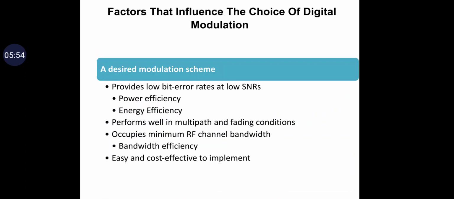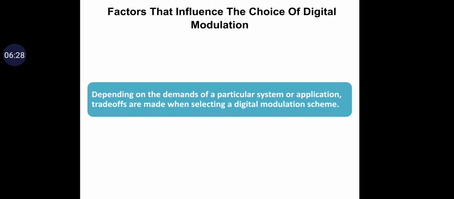So, now let's see the factors that influence the choice of modulation. A desired modulation scheme must provide low bit error rate at low signal to noise ratio. This is represented in terms of power efficiency and energy efficiency. In addition to this, a desired modulation scheme must perform well in multipath and fading conditions. It must occupy minimum RF channel bandwidth, which is represented by bandwidth efficiency. It must also be cost effective and easy to implement. So, depending on the demands of a particular system or application, trade-offs are made when selecting a digital modulation scheme.